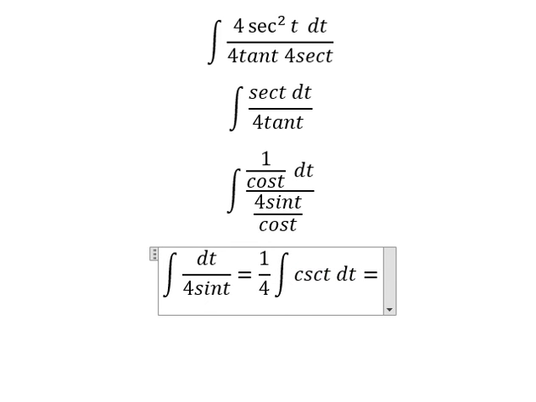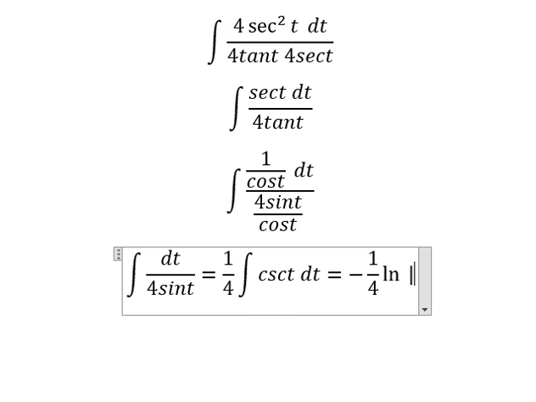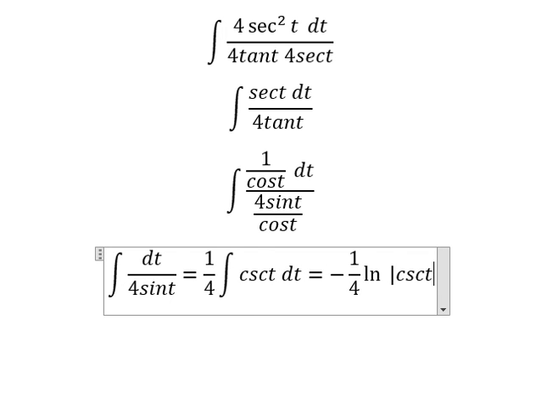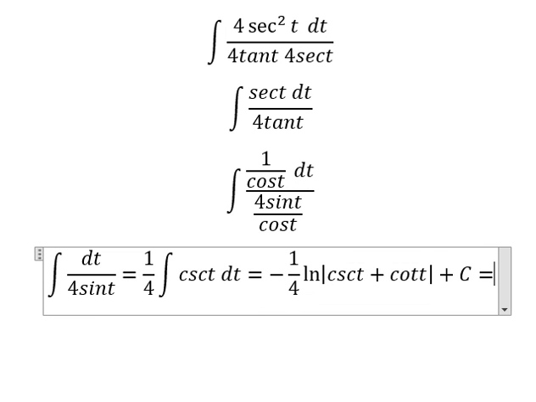The integral of this one, you get negative 1 over 4 ln of the absolute value of cosecant t plus cotangent t, and we put plus c.